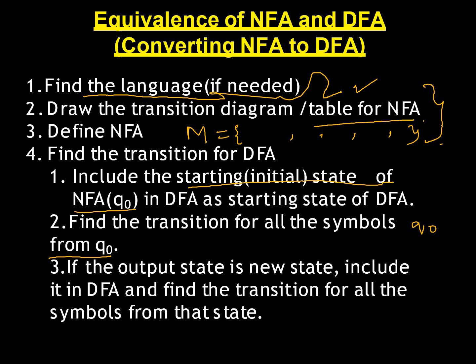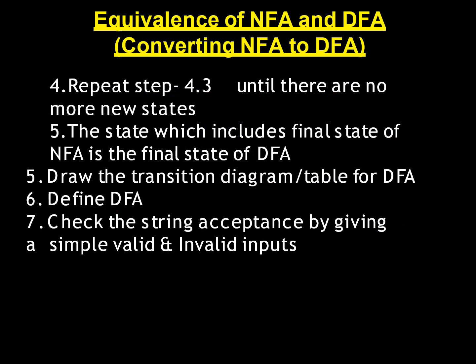Then we find the transitions on all inputs from Q0. For example, if the alphabet is 0 and 1, we find the transition on 0 and the transition on 1. If the output state is a new state, we include it in the DFA. You need not worry; as we go through the problem, you will understand. Include it in the DFA and find the transitions for all symbols from that state. We continuously find new states, and if there are no new states, we can stop.